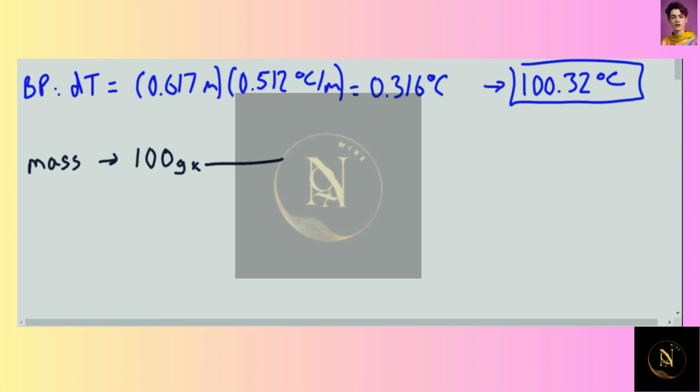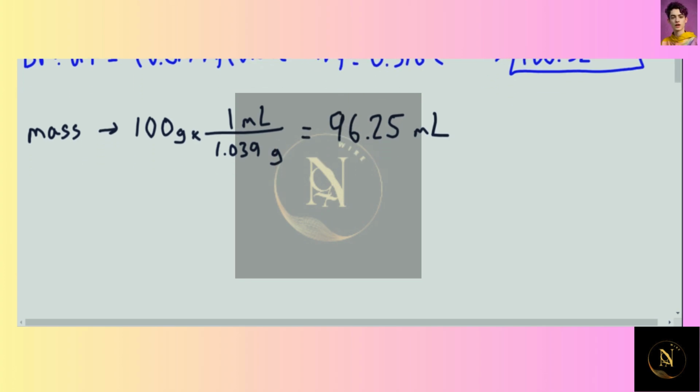And if we divide that by our density, we can convert to volume. The density we're given in the problem is 1.039 grams per milliliter. And we get a value of 96.25 milliliters. So we already know the volume, and the moles up at the top.